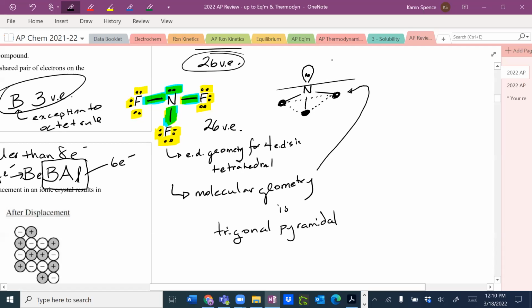The top part is significantly different than, where's my highlighter? I didn't need to scribble that out. Come on. The top part is significantly different from the bottom part. And so it is asymmetrical. And if it's asymmetrical, it's going to be polar.